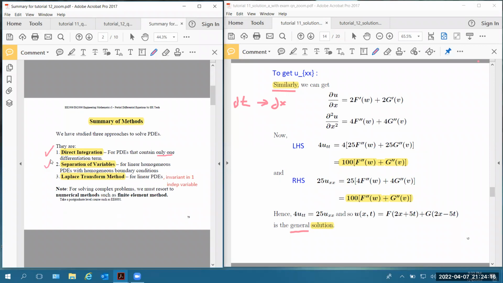It's called separation of variables. Now this separation of variables is also not for all kinds. It's also for specific types of PDE. All right. So you see, it's for a linear PDE. Not only linear, it must also be homogeneous, and must have homogeneous boundary conditions. Okay, linear.